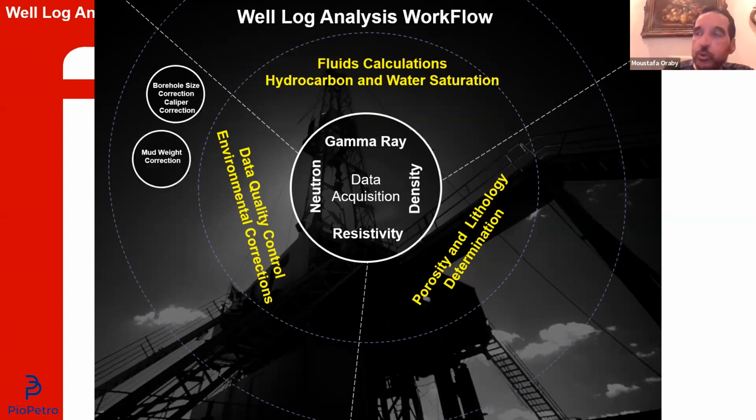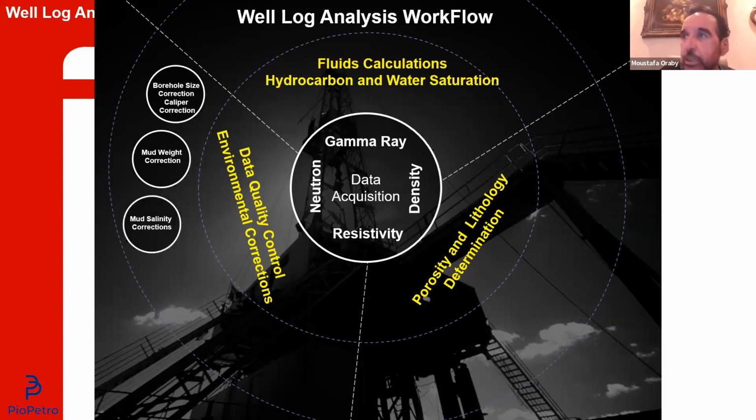Second is mud weight correction. Your mud weight is 10.5 ppg. My mud weight is 9. So your mud weight is different than my mud weight. We use the same tool, for example, a Schlumberger neutron tool or a Halliburton density tool. It's the same tool, but you put it in a different environment, so your tool will read differently than mine. In this case, I need to remove this effect. That's the mud weight correction, because your mud weight is different than mine.